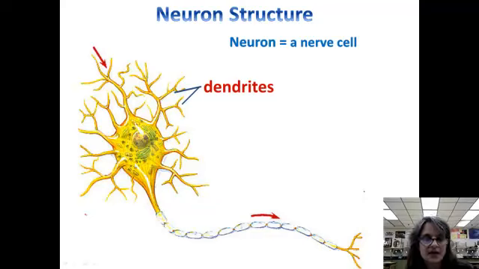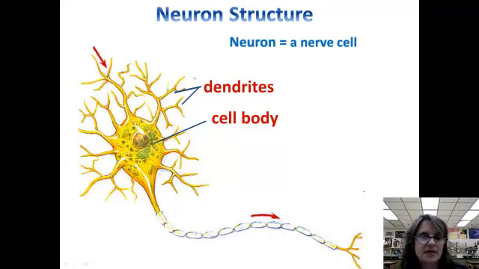First of all are the dendrites. These are the many, many branches that come off of the central cell body. You can see that the cell body contains the nucleus and ER and all the other parts we normally associate with cells. The dendrites branch off of that cell body.